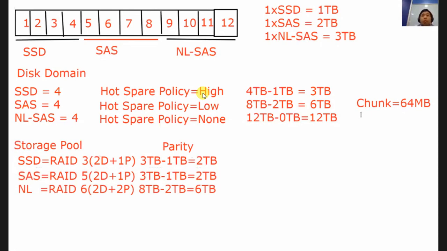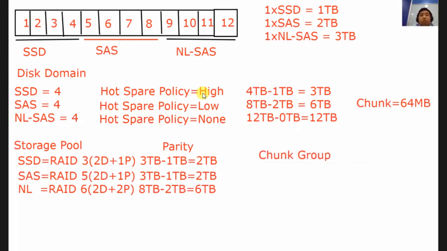So in this domain, we call it a chunk. To form the RAID, the first thing they need to do is form a chunk group. Basically, they will group 64 megabyte chunks together. So basically, it's like this.